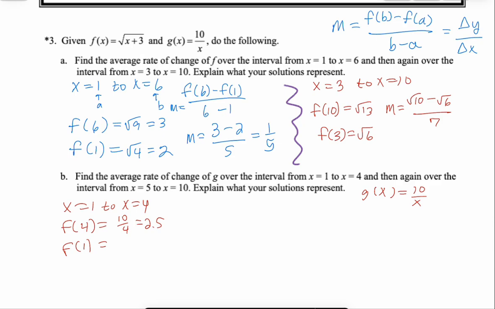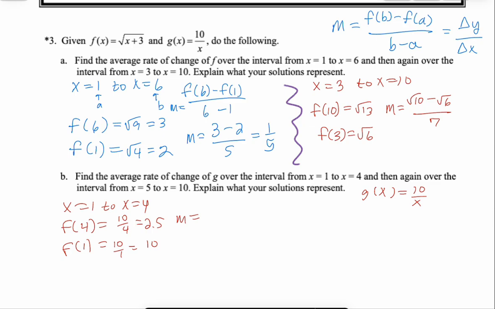If we put in 1, 10 divided by 1 is 10. So what is our average rate of change? So that function, if we were to draw it, I believe it's a hyperbola, I think there's like 2 pieces. Anyway, you could find that point and then those 2 points and then connect them, okay?